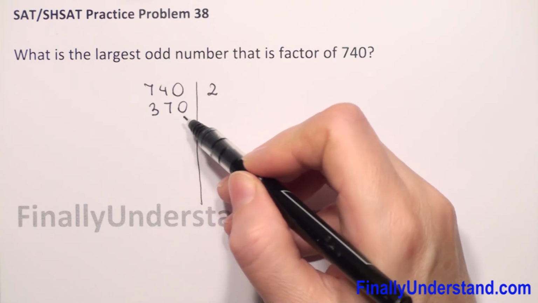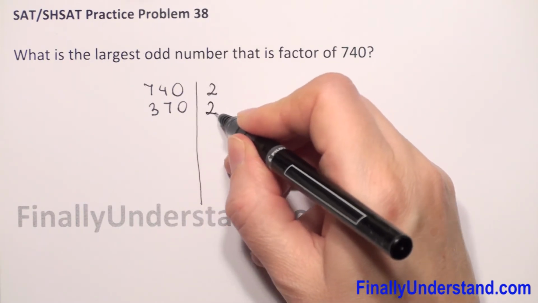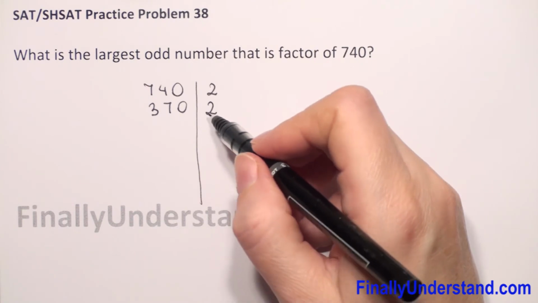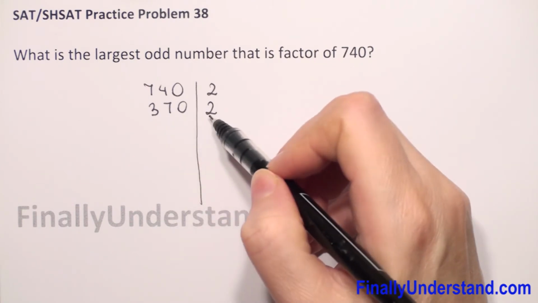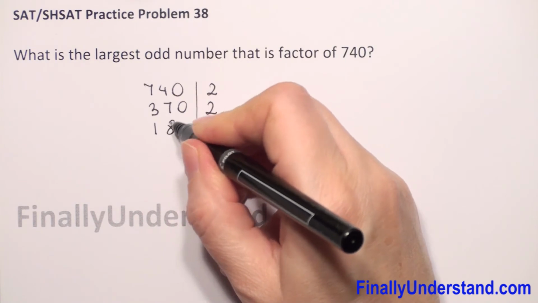370, 0 at the end. So again we can divide by 2. 2 is a prime factor. 370 divided by 2 is 185.